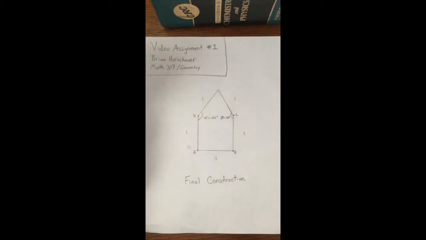Okay, so our first video assignment calls for the construction of the following figure. The figure you see here is just a rough estimate of what this figure should look like when we're done, but this one specifically was not constructed using a compass or a straight edge, and is only present to highlight the details of the exact figure that's about to be constructed using those tools.